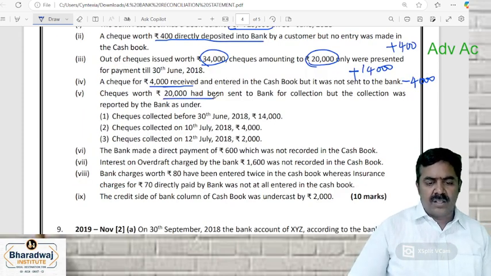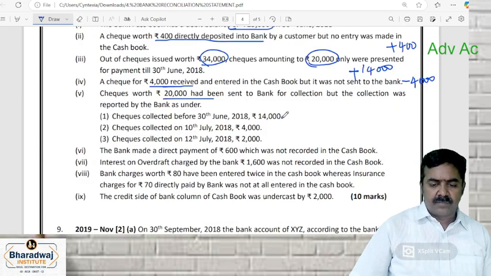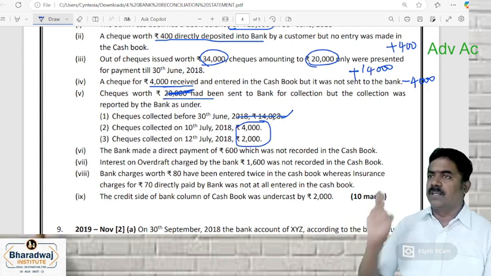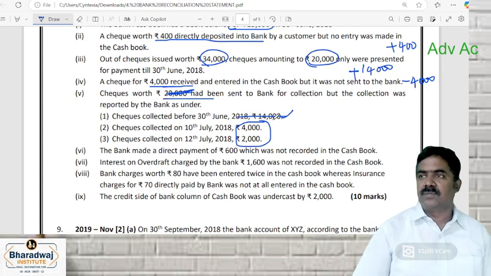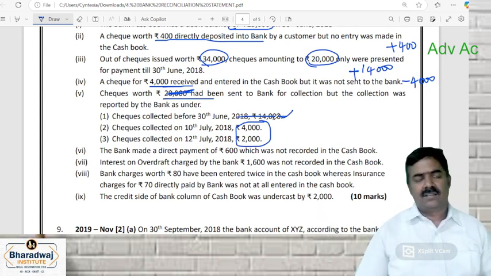Check worth 20,000 sent to bank for collection. Within 30th June, what is collected? 14,000 collected. We are not bothered about it. We are bothered about the checks which are not collected. The 20,000 we are not bothered. How much of check deposited but not collected within 30th June? 6,000. Customer add பண்ணிருப்பாங்க. நம்மள add பண்ணணும்.